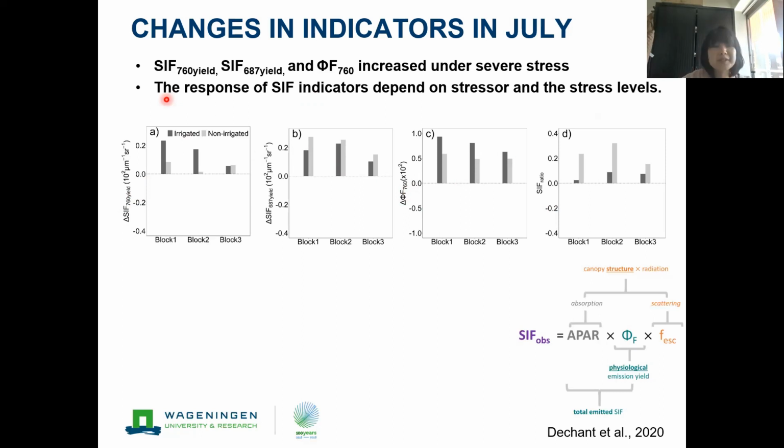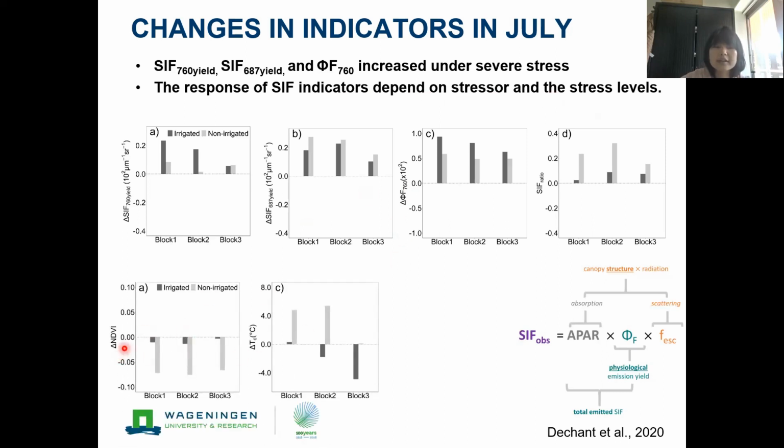Then we can infer that the response of SIF indicators depends on the stress and the stress levels. From the NDVI, we also know that under the severe stress conditions, even after the irrigation, in the irrigated plot, the sugar beet plants still have a decreased NDVI value. That means they did not fully recover.